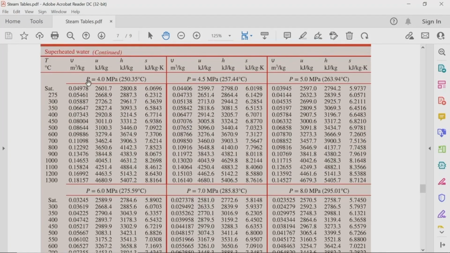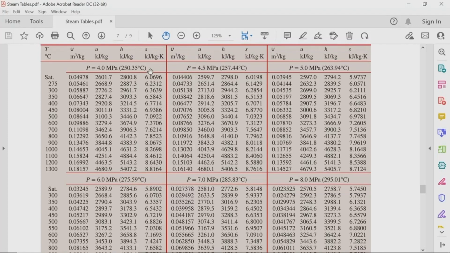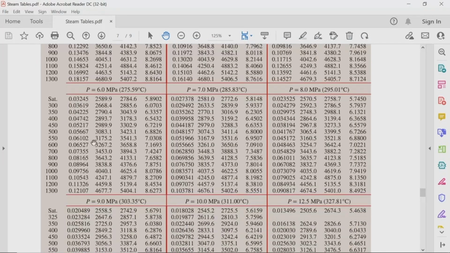So, basically we need to know enthalpy. Starting from the first column, that is specific volume, then internal energy, the third column is the enthalpy, and the fourth column is the entropy. So, what can we calculate? We can calculate both enthalpy and entropy. For this 600 megapascal corresponding to this temperature 500 degree Celsius, enthalpy is 3423.1 kilojoule per kg and entropy is 6.8826 kilojoule per kg Kelvin.